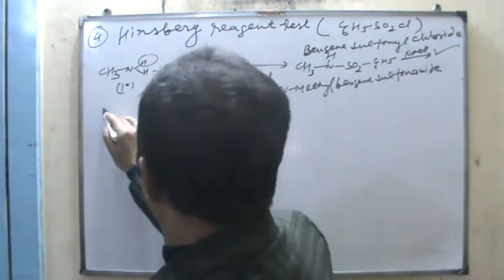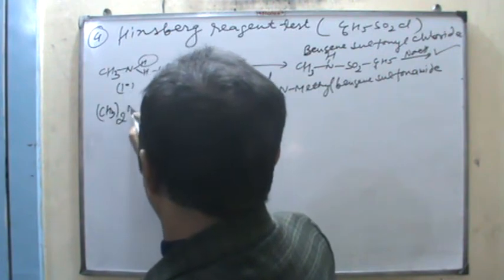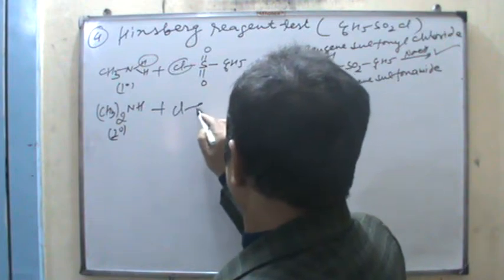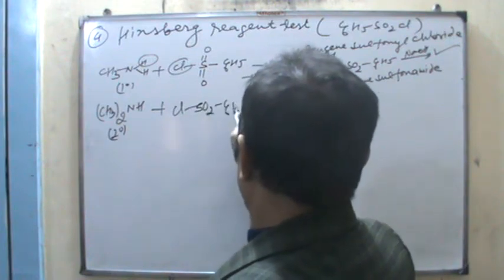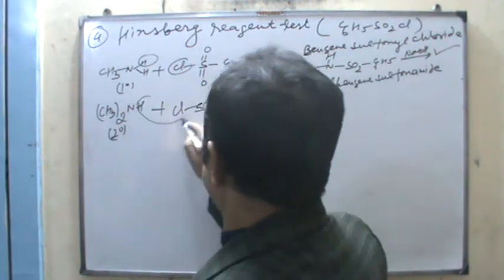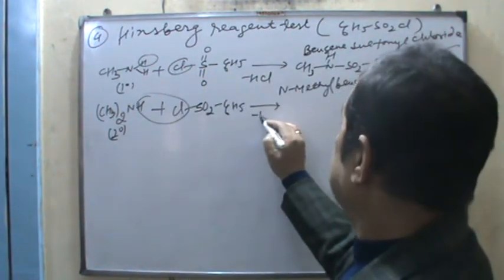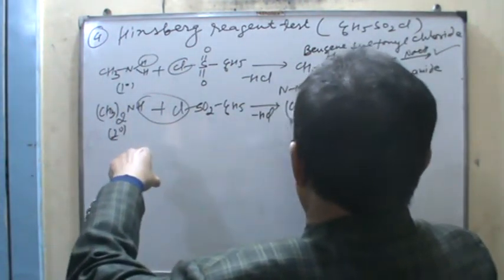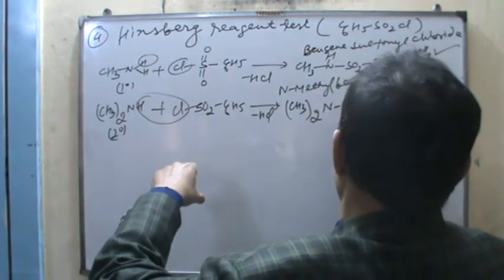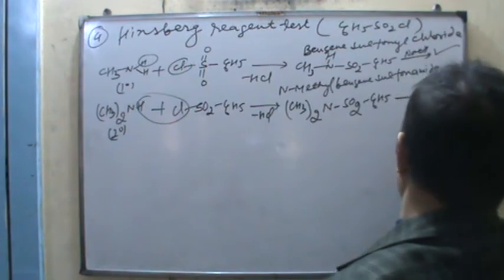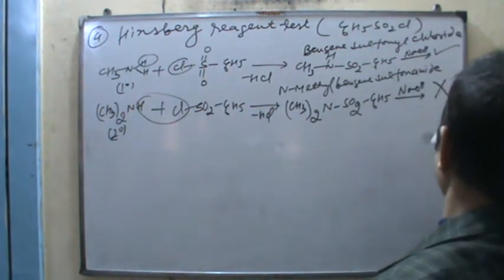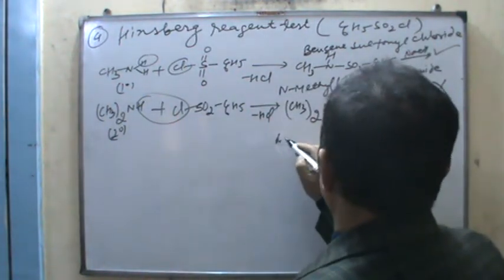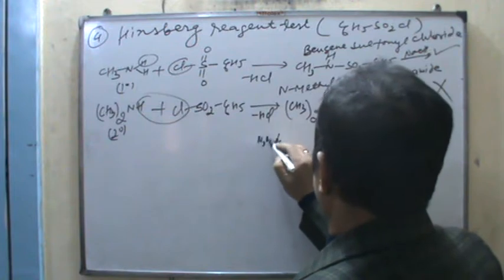In case of the 2 degree amine, (CH3)2NH, it is a secondary amine, plus Hinsberg reagent. This H and this Cl are lost here, so HCl is lost. It is the 2 degree amine, I mean dimethylamide, so (CH3)2N SO2 C6H5. Whenever it is dissolved in alkali, you write no reaction because H is not there.